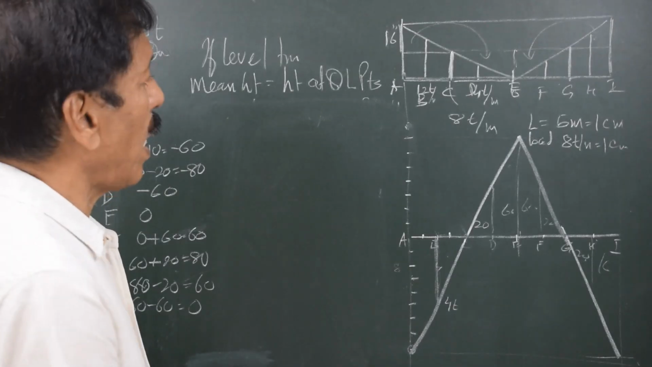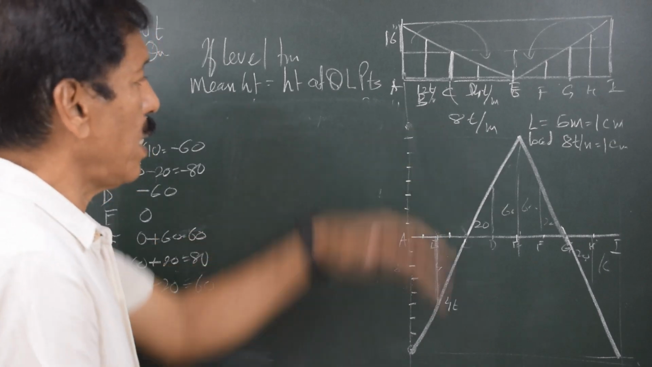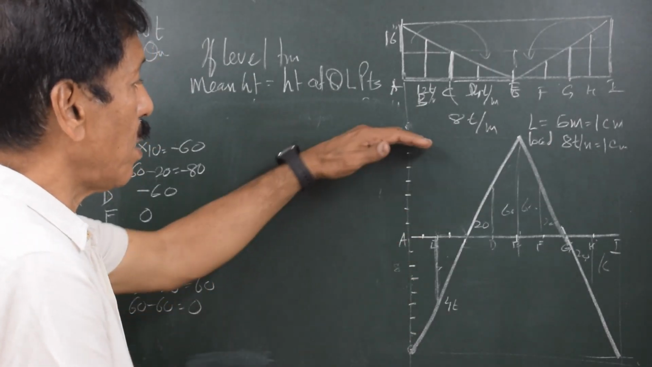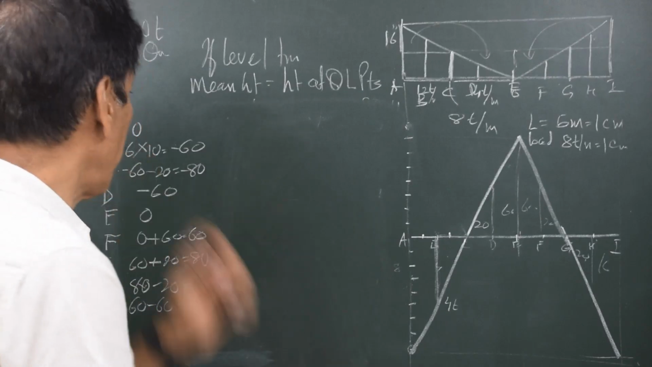Let us decide the scale. Now this extent is 8 meters. This extent is 8 centimeters over here, 8 centimeters over here.